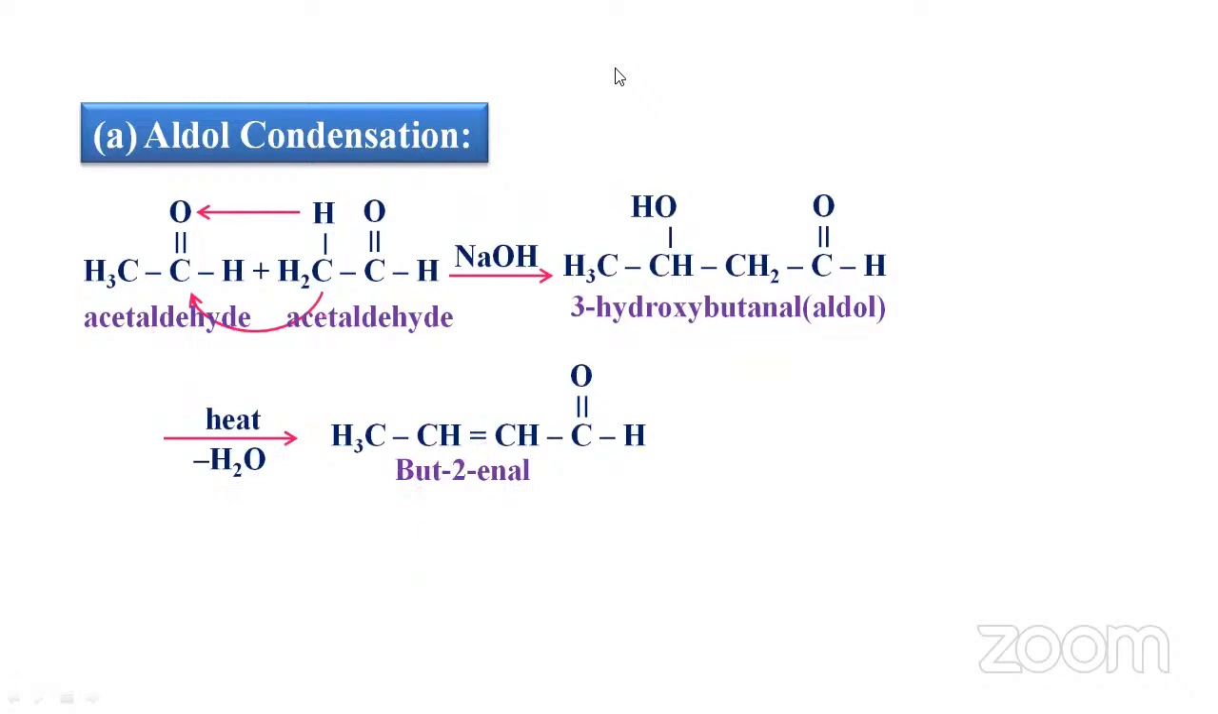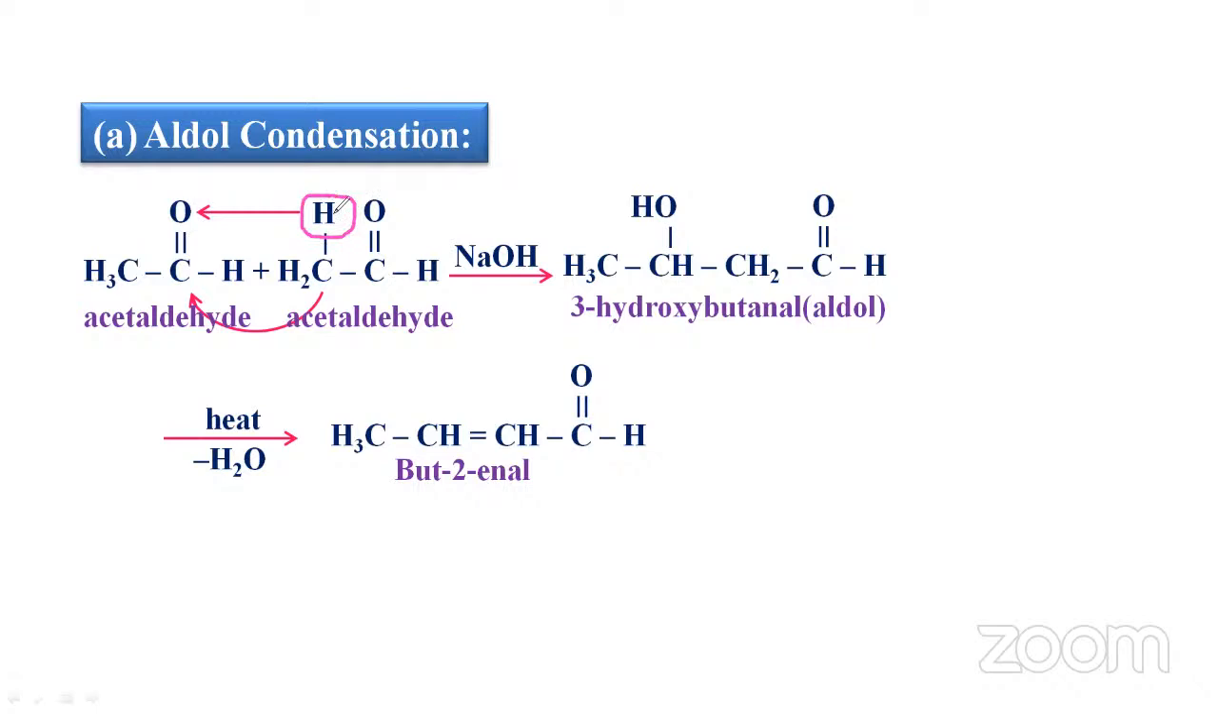So next we'll see aldol condensation. When do we do aldol condensation? It can be used for aldehydes. So here what is happening? Here there is an acidic hydrogen, or you can say an alpha hydrogen. It is called an acidic hydrogen, or an alpha hydrogen. So one of the aldehydes has an alpha hydrogen.